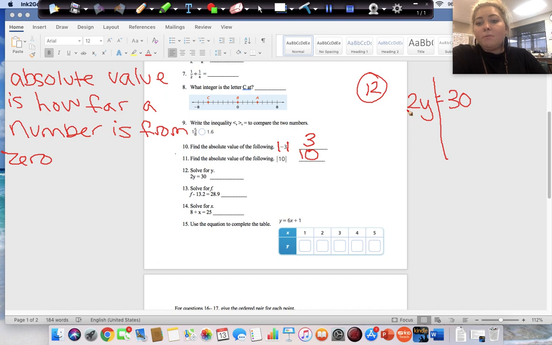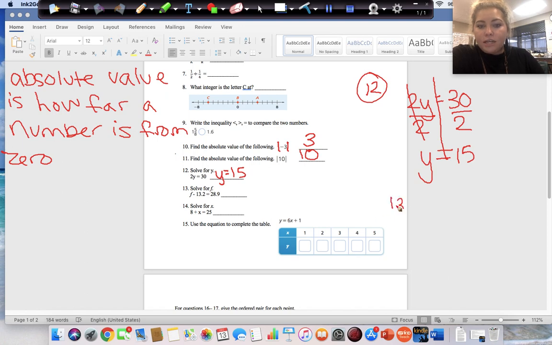Your y is being multiplied by 2, so the opposite of that is dividing by 2. So we want to divide both sides by 2. 2 divided by 2 is 1, and 1 times y is y. And 30 divided by 2 gives us 15. So y is equal to 15.